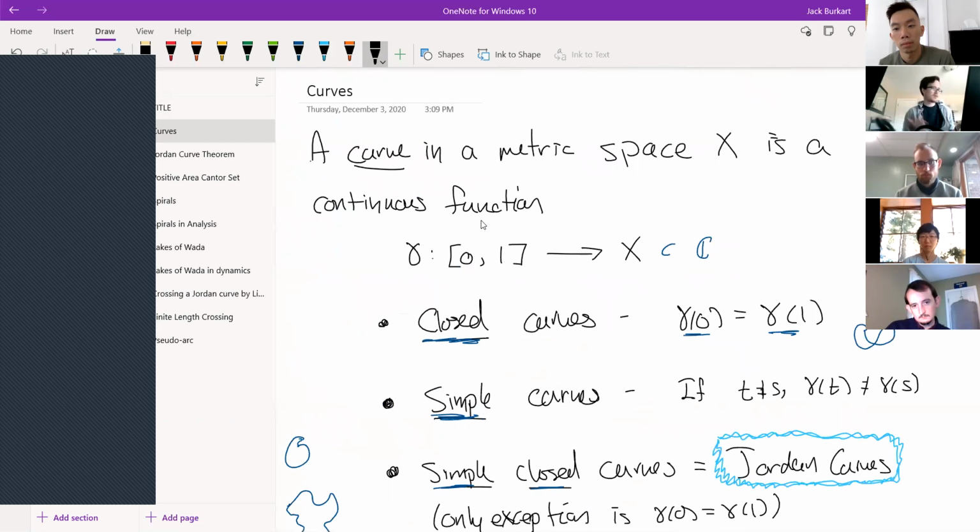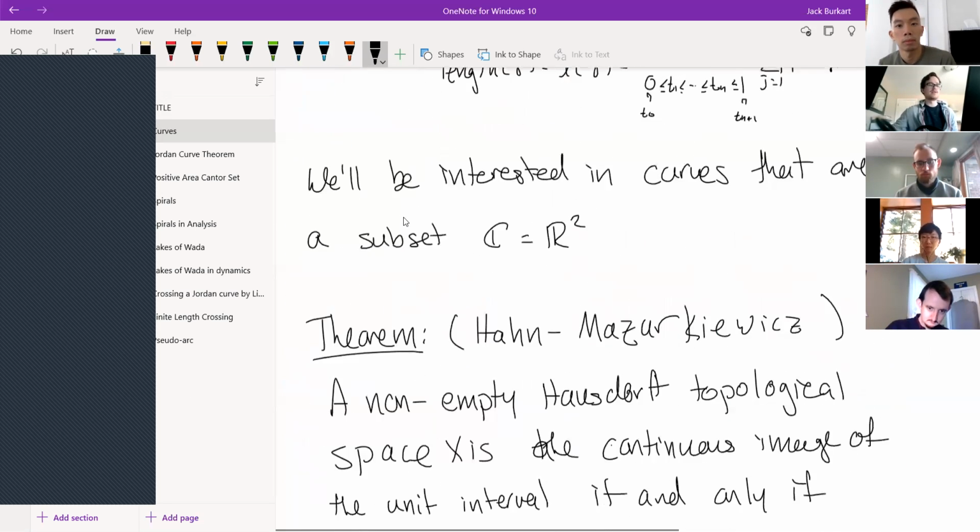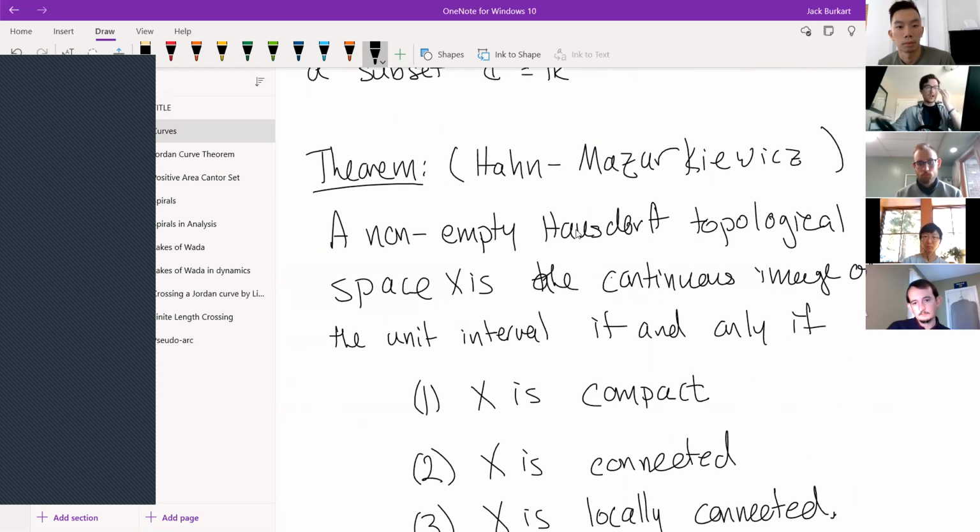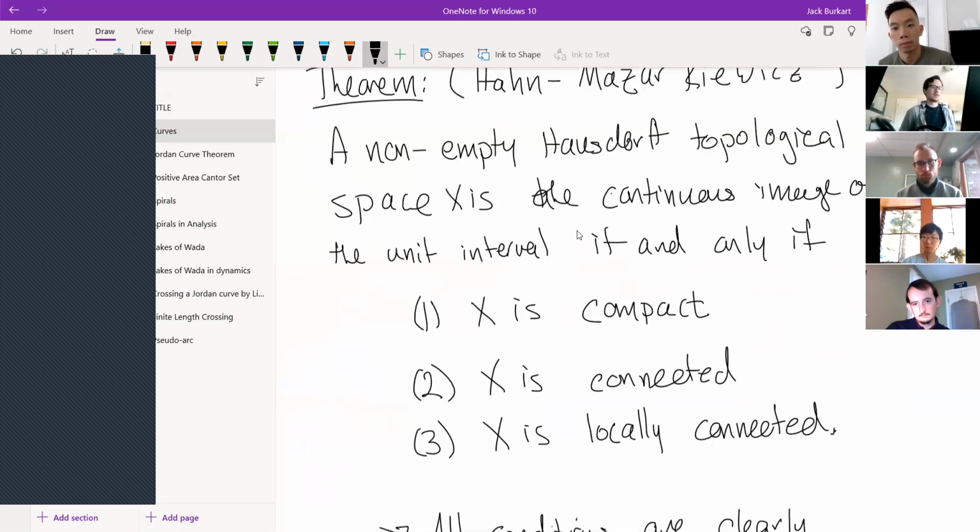So maybe we can ask ourselves a question. What are curves? Is there a possible way to characterize curves, maybe in just a simple topological way? And there actually is a way to do this. This is an old theorem of Hahn and Mazurkiewicz. It says that a non-empty Hausdorff topological space X is the continuous image of the unit interval. So that means it's the image of the curve.